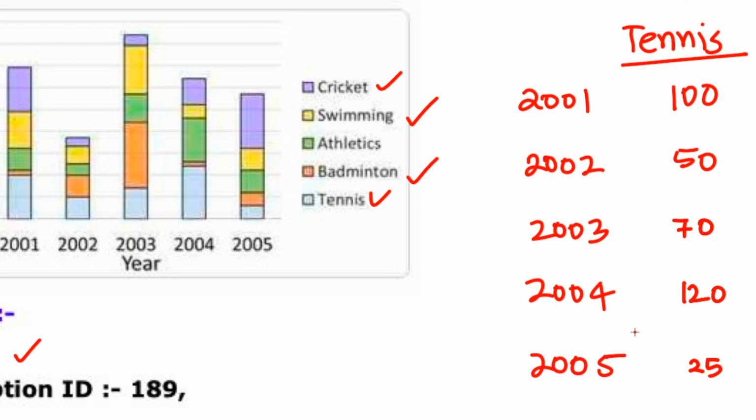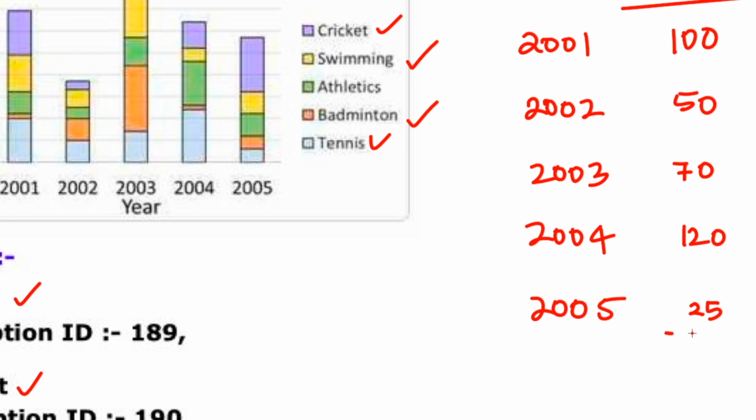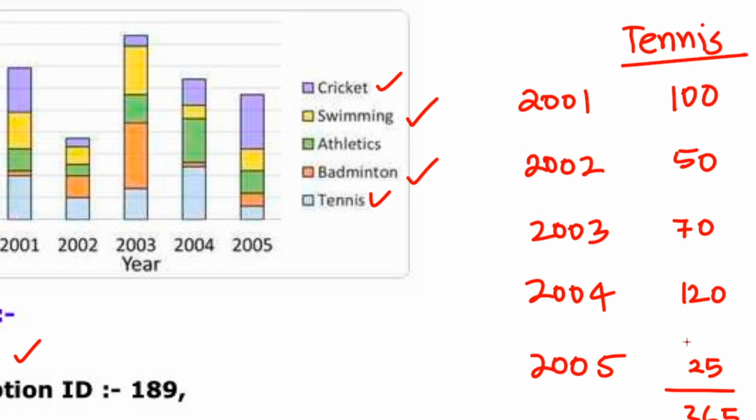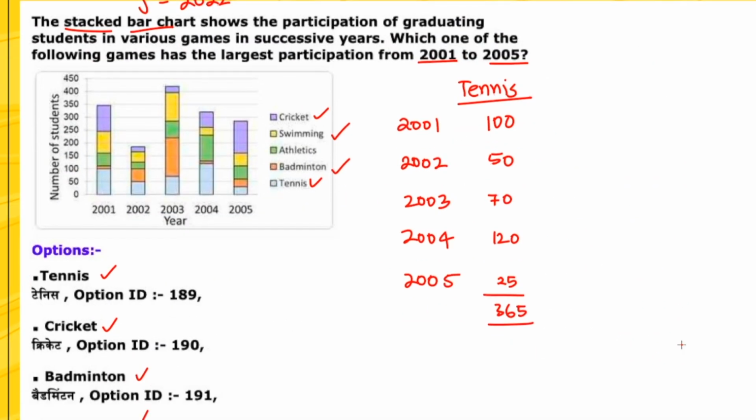Similarly, overall it will be 100 plus 50 plus 70, you just have to add them. Okay, so it will be 100, 50, 70, 120, 120, 120 will be 240, 340, and then it will be 365. Okay, so 365 is the value which you got for tennis. Similarly you have to do for other sports as well, just read from the graph.